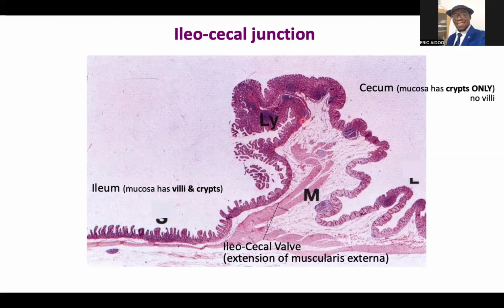So there's the portion here for the ileum and the portion there for the cecum. It's just like a barrier, like the Burkina Faso and Ghana border that I used as an example, where you can put one foot here and one foot there. So there's a barrier there. There's a transition from the villi and crypt lining to a mucosa which has crypts only and no villi. That is the ileocecal valve, an extension of the muscularis externa.